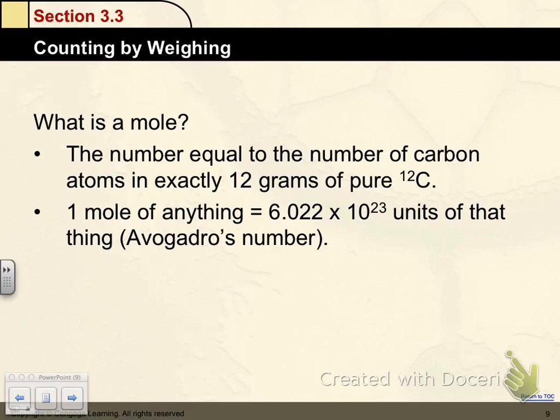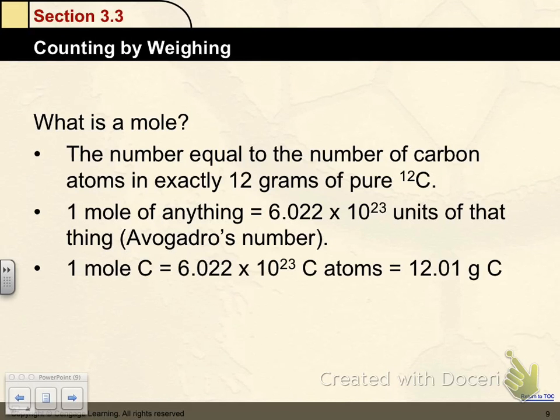Okay, so that's called Avogadro's number. Actually, not exactly thought of by Amedeo Avogadro, but named in memoriam to him. So 1 mole of carbon equals 6.02 times 10 to the 23rd carbon atoms. And that equals 12.01 grams.